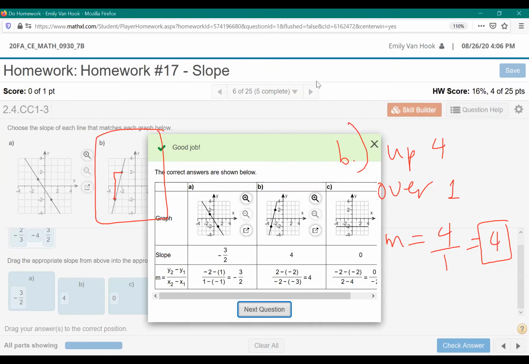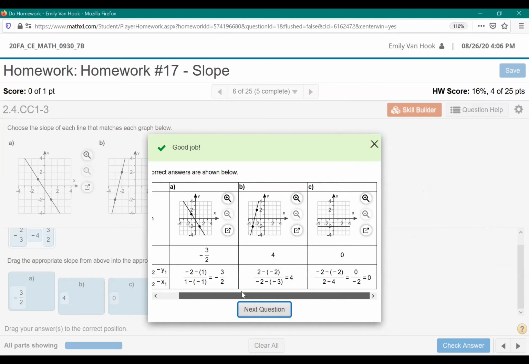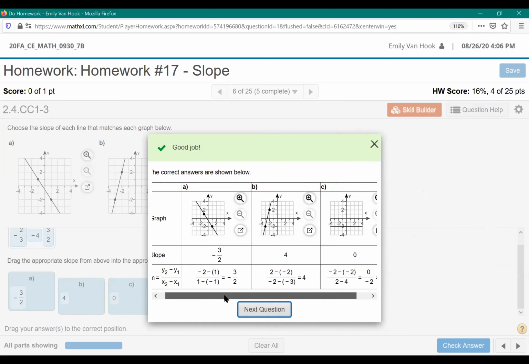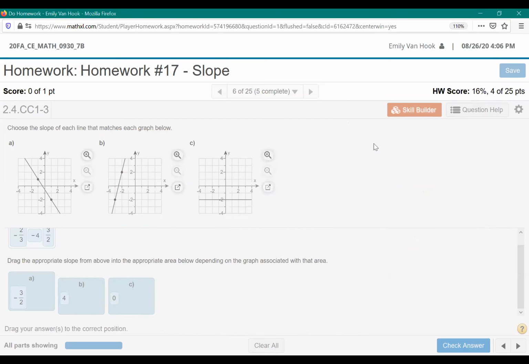Good. Now, when it's giving me my good job box here, it's really giving quite a bit of detail with, you could plug numbers into the formula for each of these. And we didn't do that. I just counted rise over run, but this would be what your slope formulas would look like if you wanted to do it that way. So that's number 6.